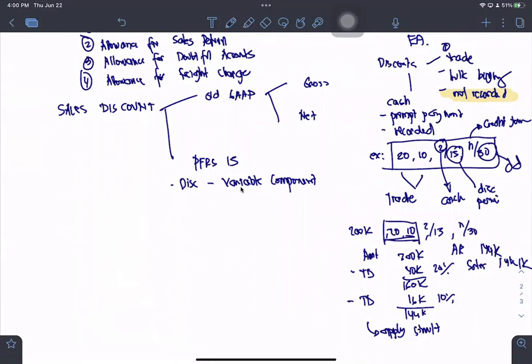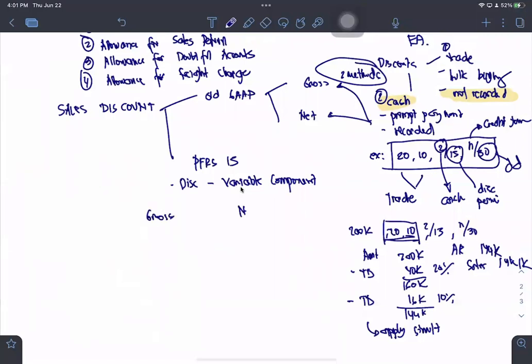Next, for cash discount, the next type of discount. That is a discount given for prompt payment. And take note, it is recorded under our books. So whenever we talk about your sales discount that is recorded under our books, there are two methods of accounting for it. So what are those methods? You have your gross and net. So two methods of recording your cash discount. We have your gross and we have your net. So let's have a comparison of your gross and of your net.